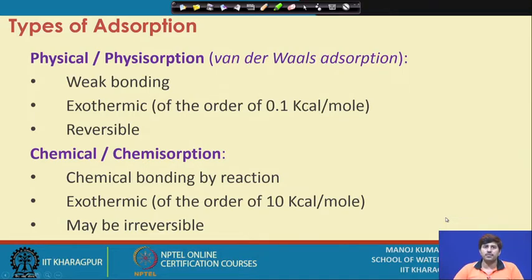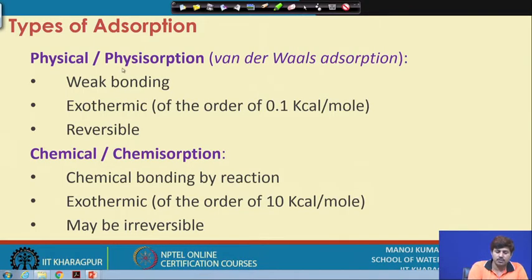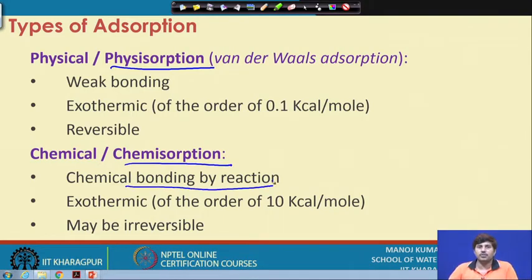Typically, adsorption may be governed by two different kinds of forces. There is physical adsorption, which is primarily due to van der Waals forces, and that is why we can call it van der Waals adsorption as well, or commonly known as physisorption. That is one type of adsorption. Then there is chemisorption, or chemical adsorption, where chemical bonding takes place between the adsorbent and adsorbate.